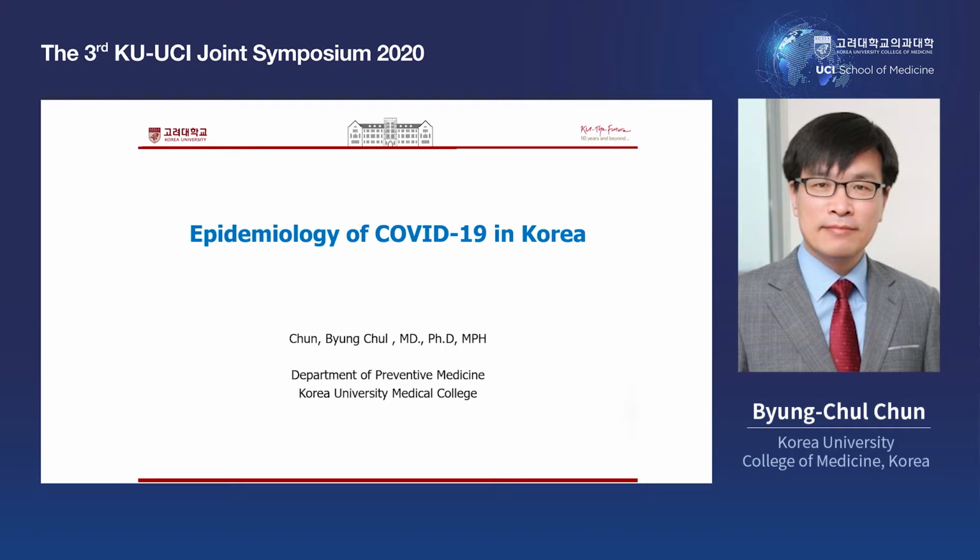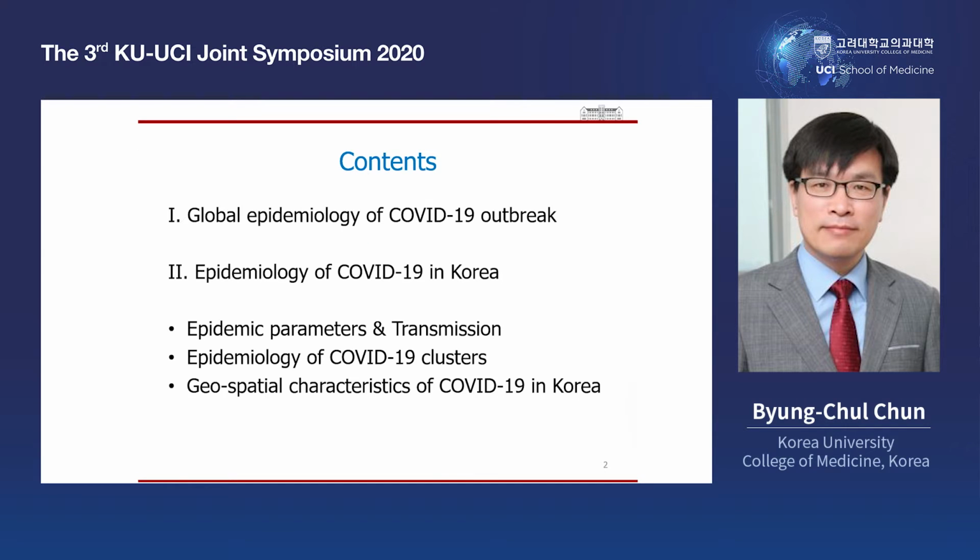Today, my topic is the epidemiology of COVID-19 in Korea. I will also talk about some aspects of global epidemiology of COVID-19 to improve understanding of the Korean situation. Actually, I have two parts in this presentation. The first one is epidemiology of COVID-19 in the world, and the other one is in Korea. I will talk about the estimation of epidemic parameters, transmission probability, and spatio-temporal characteristics of COVID-19 clusters in Korea.